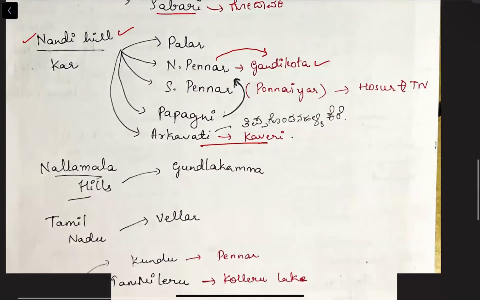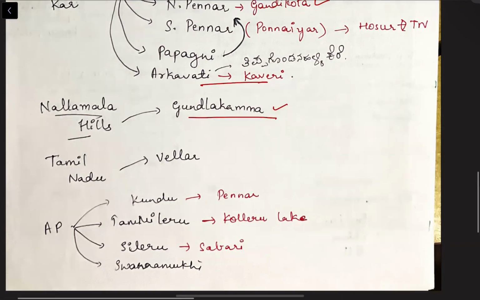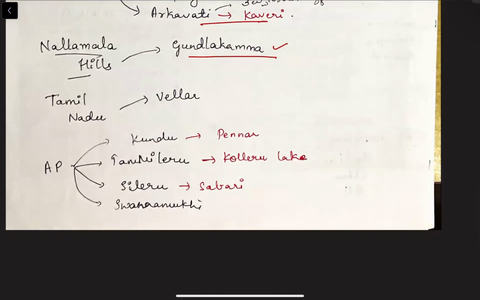And then Nallamalla Hills, which is also a part of the Eastern Ghats. Here, the Gundlakamma River is referred to in the 2020 PYQ. The Gundlakamma River takes its origin from the Nallamalla Hills. Then in Tamil Nadu, the Vellar River rises in the Eastern Ghats. In Andhra Pradesh, the Kundu River rises in the Eastern Ghats, and it is one of the tributaries of the Pennar River. And the Tamileru River also rises in the Eastern Ghats, and it feeds into Kolleru Lake.